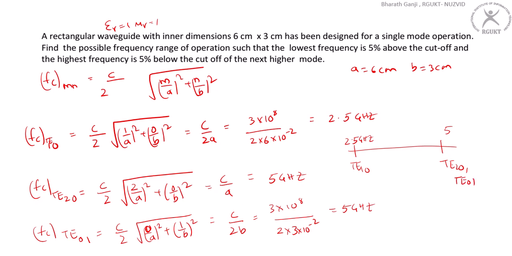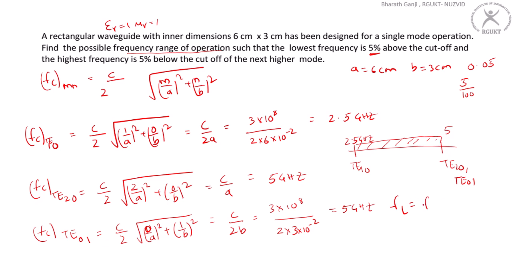So what I want is, in order to have a single mode operation, I have to operate in this band, and I want to have an operating frequency range for the lowest frequency. The lowest frequency should be 5%. 5% is 5 divided by 100, so it will be 0.05, right? So it should be 5% above the cutoff frequency.